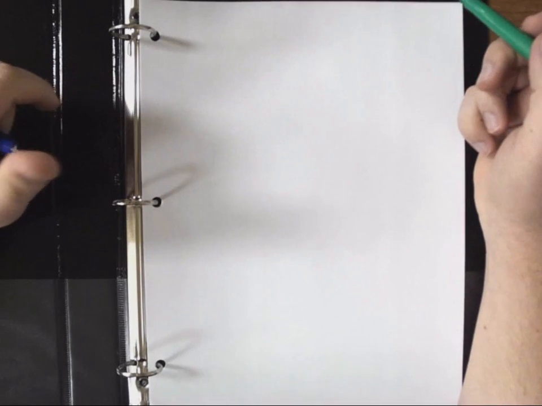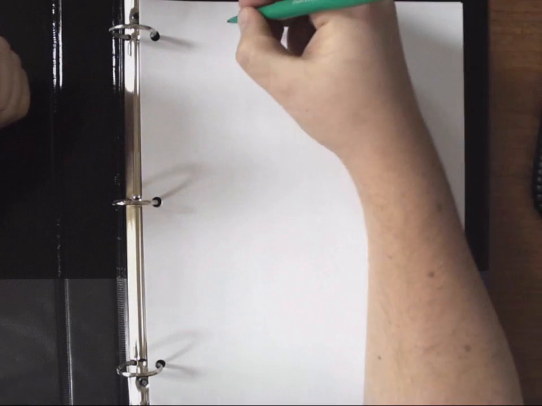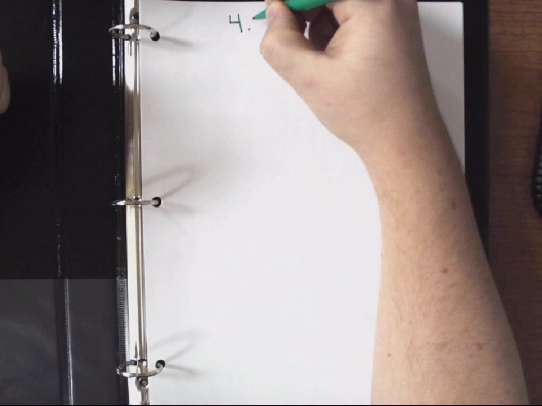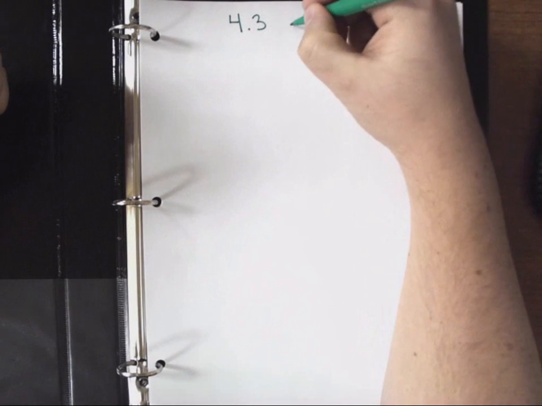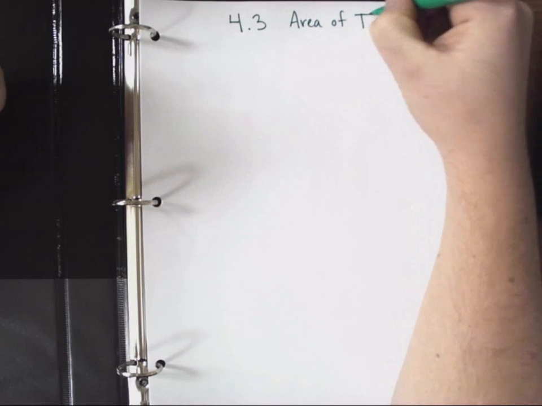Alright, so today we are going to review what we learned about yesterday. This is going to be entitled our notes, 4.3, the area of trapezoids.